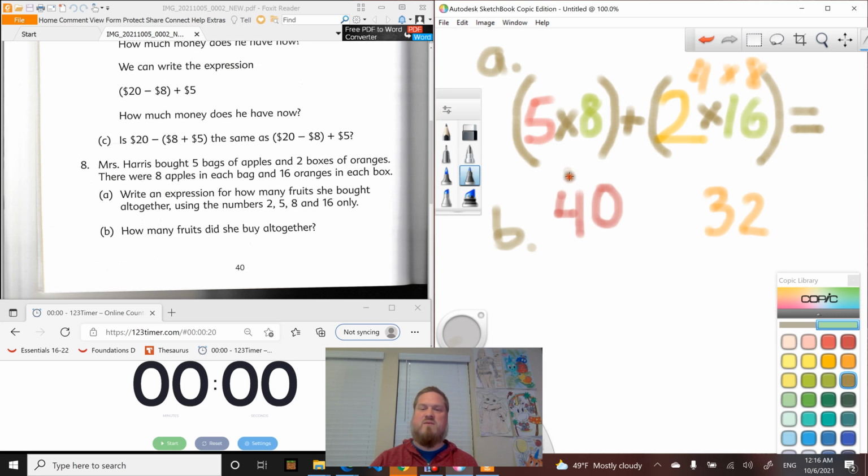Right? So now we know how many apples, and now we know how many oranges. We did them in their parenthesis groups. And we add them together. 40 plus 30 is 70, and 0 plus 2 is 2. 72. So, Mrs. Harris bought 72 fruits.